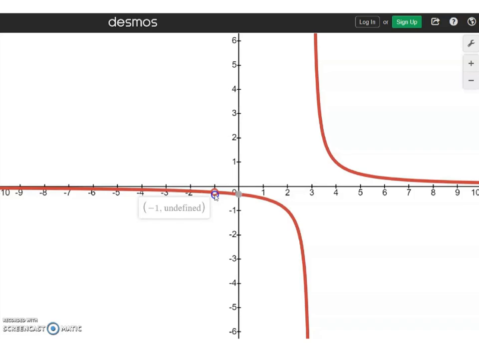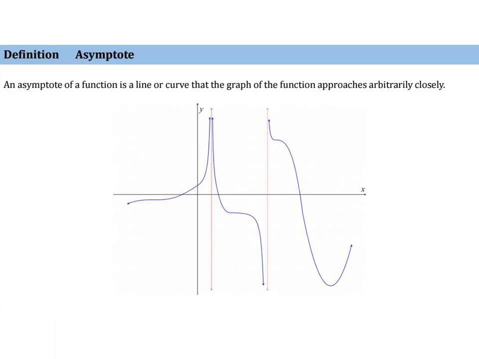What happens here? Well, let's take a look at what an asymptote is, and then we'll look at some rules. An asymptote is simply a line or a curve that our function will approach arbitrarily closely. We can get as close to this line as we want. So in this graph, what we see are the red dashed lines are vertical asymptotes. So our blue curve will get arbitrarily close to that red dashed line, or those red dashed lines.